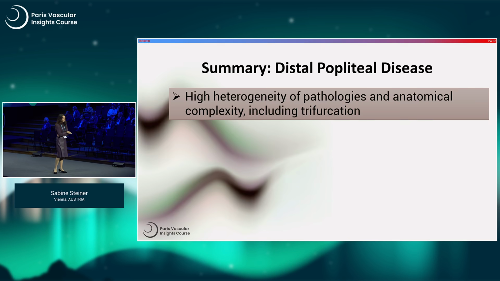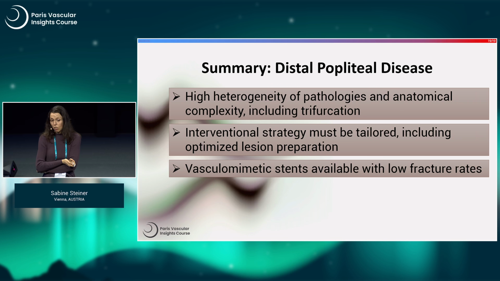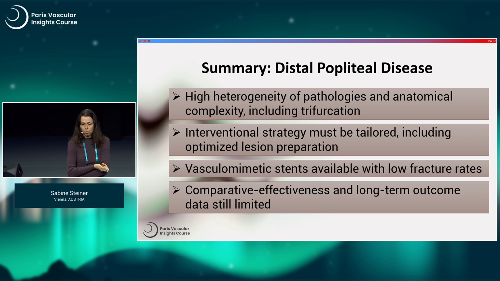But overall, as a summary, we have to address the high heterogeneity of pathologies and anatomical complexity, and this is how we have to tailor our interventional strategy. Vasculomimetic stents are available with low fracture rates, but of course, comparative effectiveness data are still limited.